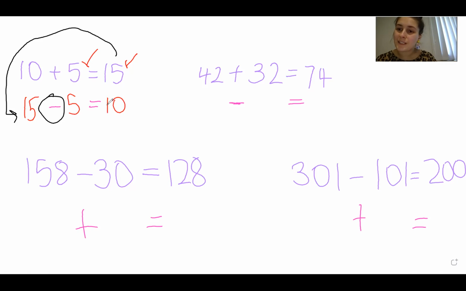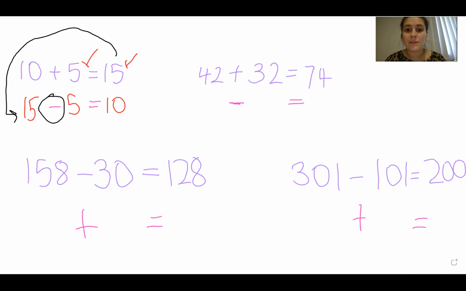Okay, can you see how they work together now? They have a close relationship. They're using the exact same numbers. They are just doing it in the reverse order. So 10 plus 5 equals 15. The inverse number sentence would be 15 take away 5 equals 10.